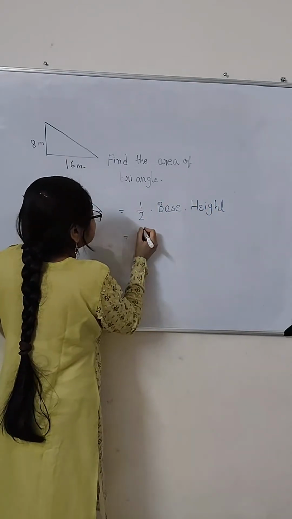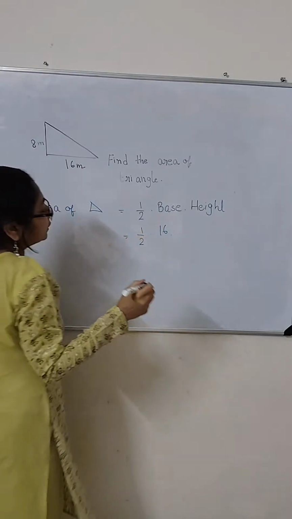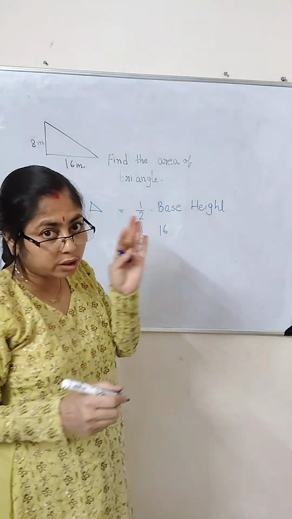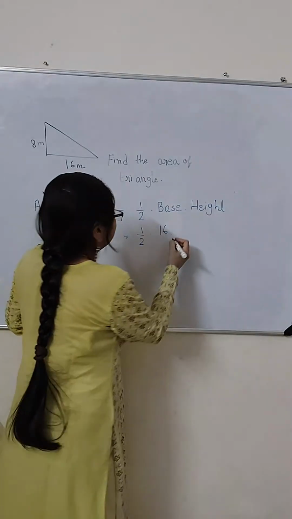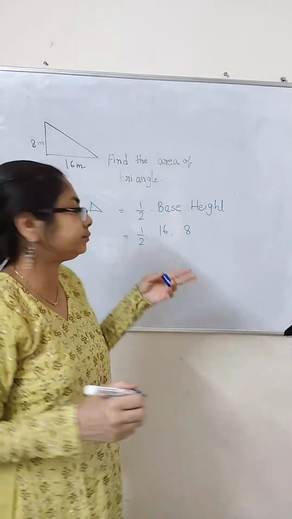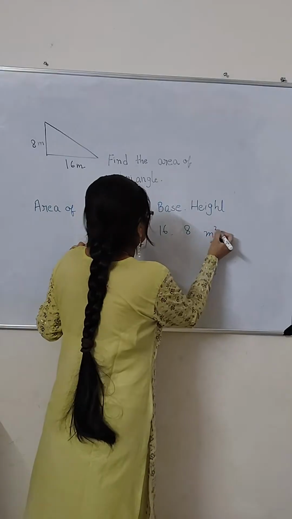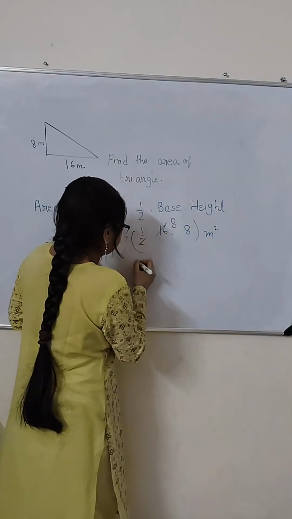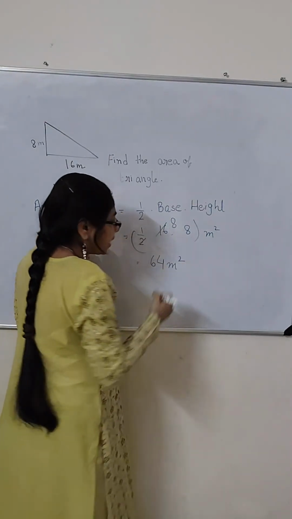What's the base? Our base is 16 meter. When you put the values, at that time do not apply any unit inside. At the end you apply the unit. Height is 8 meter, and it is an area, so you write meter square and use a bracket. Now how can I do? You can do this way: 8 and 64 meter square.